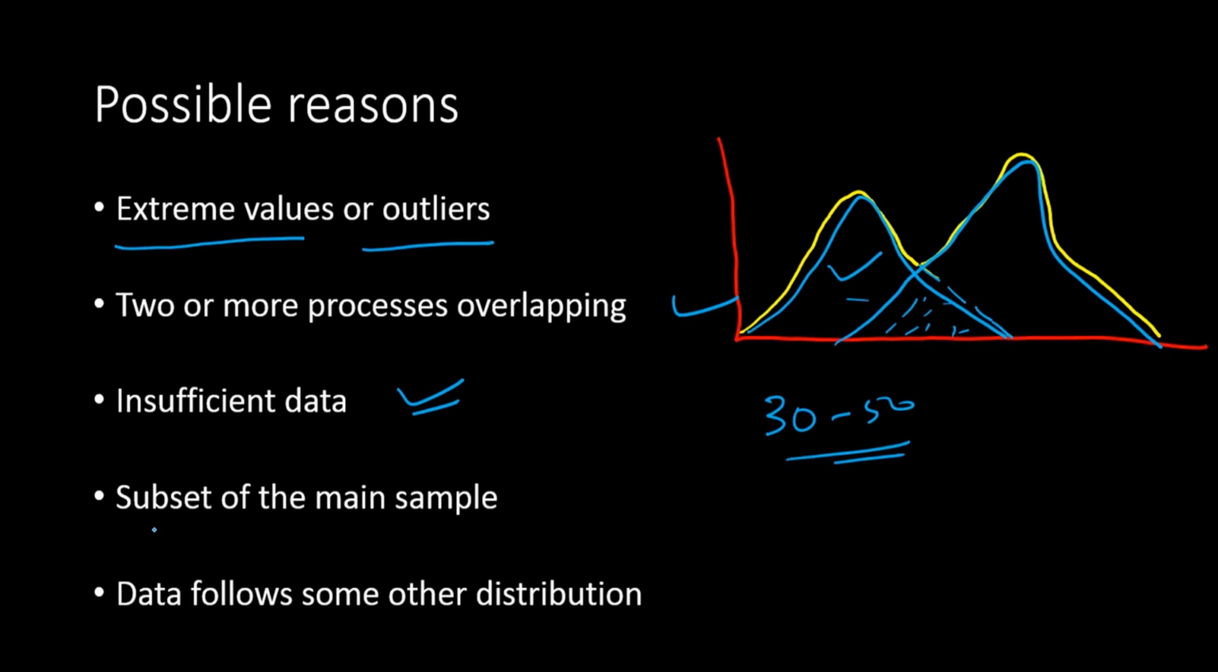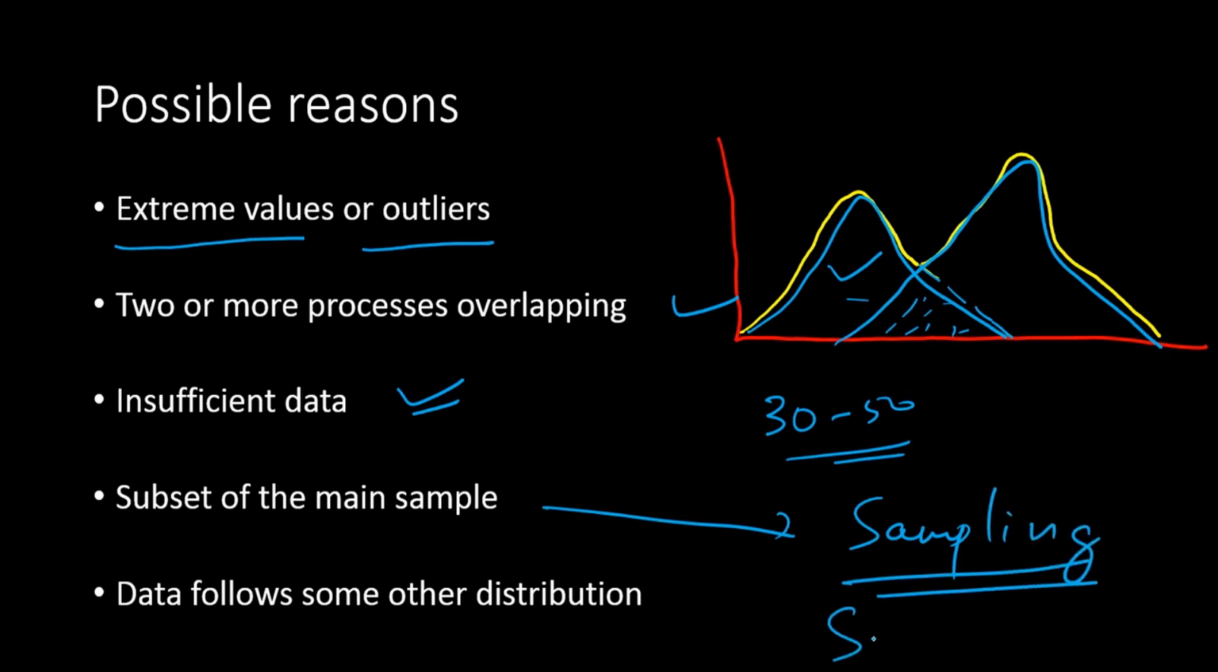Then it could be a case that the data is just a subset of the main sample. You haven't taken the entire data. If that is the case, you have just left out a particular group in your data set, or there is some sampling issue, a sampling error. If you are taking, let's say, survey data, and you have missed out on a particular region where you haven't done the survey, which is very important for your survey, then your sample may not show the actual distribution. It could deviate from normality.